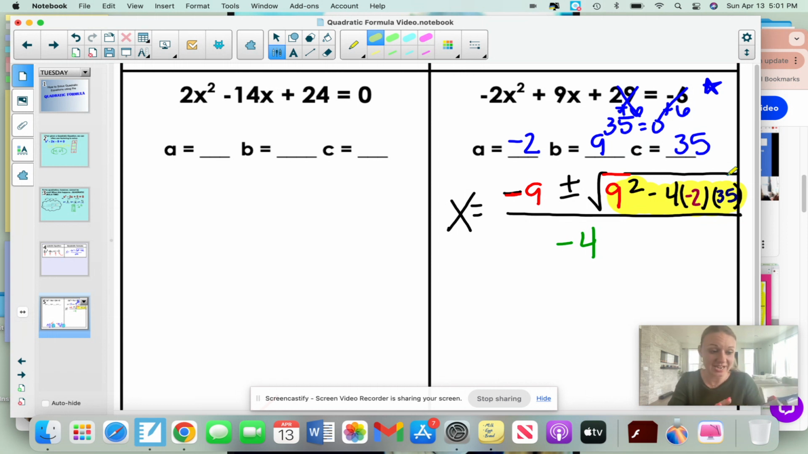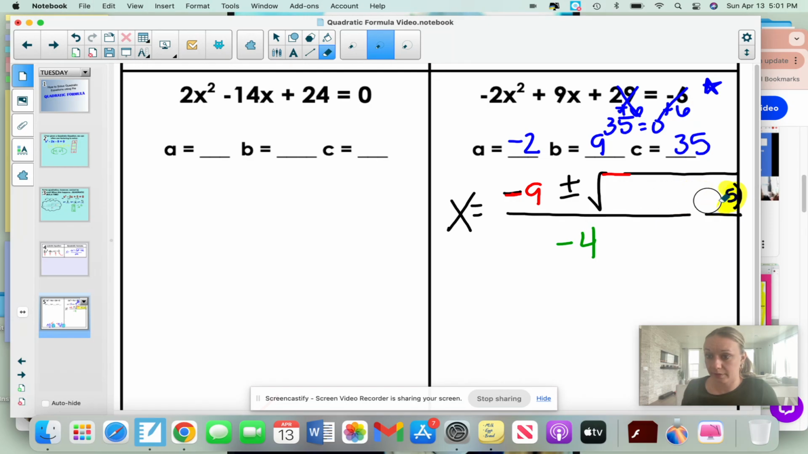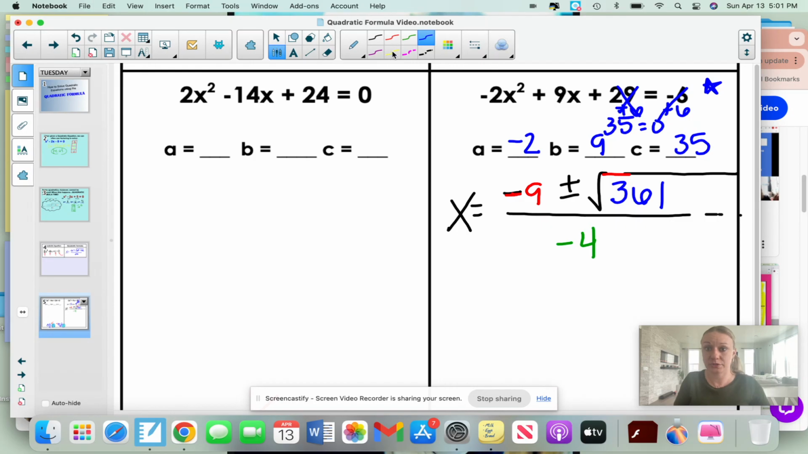Okay, so it's 9 squared minus 4, open parentheses, -2. Please make sure you're using the negative button. Close parentheses, open parentheses, 35, close parentheses. And that gives me 361. All right, so I'm going to show you how I would do this as a student and as a teacher. So I'm getting rid of all of this. We simplify that into one single value as 361. My next thing that I would do personally, simplify what is the square root of 361.